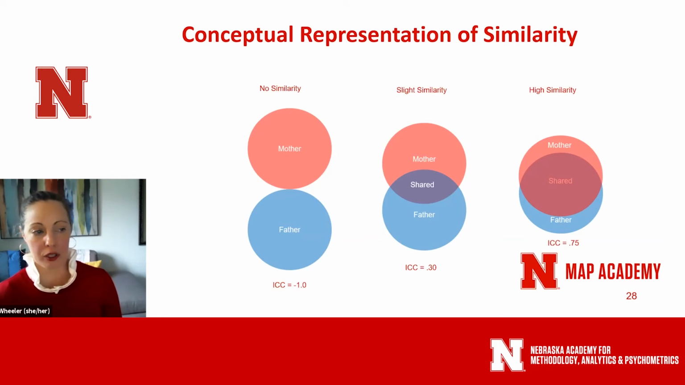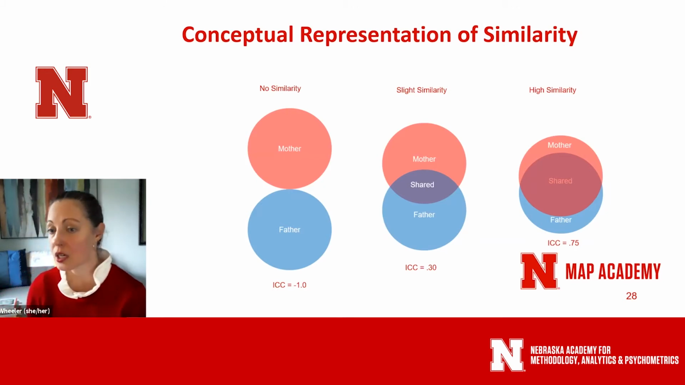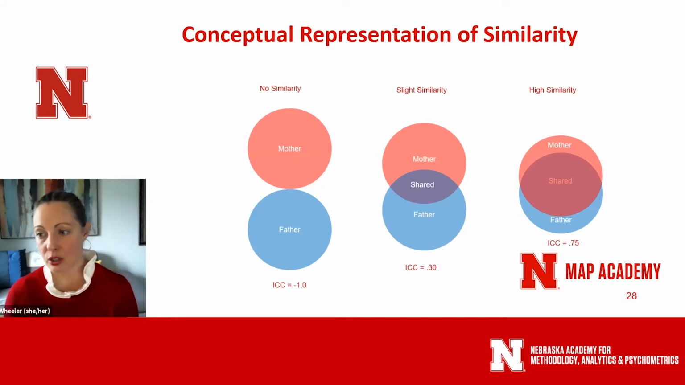An ICC of 0.3, there's some slight similarity with that kind of sharing in the middle. An ICC of 0.75 might suggest there's pretty high similarity in those scores. So the interclass correlation coefficient is a standardized metric that represents how much of the underlying score is shared by members of the dyad. So in other words, the ICC represents how close each partner's scores are to one another, which can be a useful way to think about similarity.